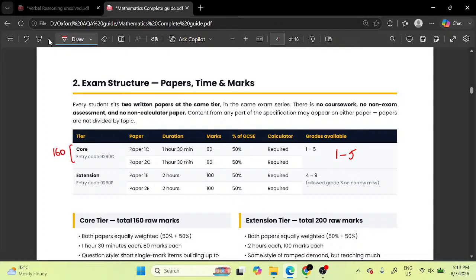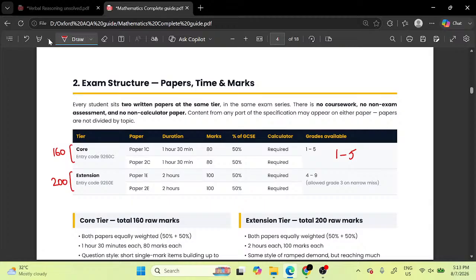And for extension, one paper is paper 1E and the other is paper 2E, and both of the papers are of 2 hours. Both of the papers are of 100 marks. So the total marks for the extended student is not 160, it's 200, and the weightage is still the same: 50% for 1E and 50% for paper 2E. And in both of the papers you are allowed to use a calculator.